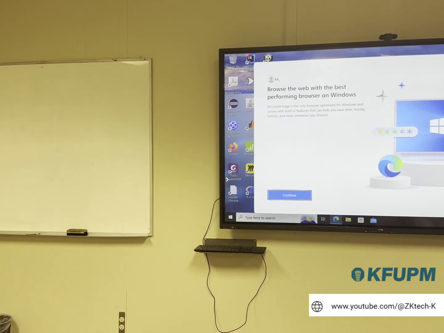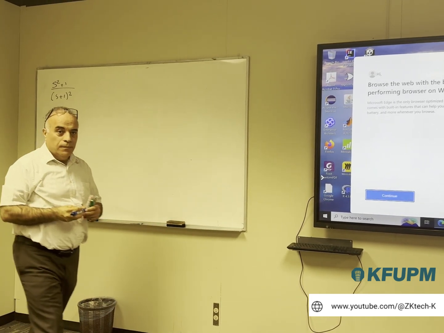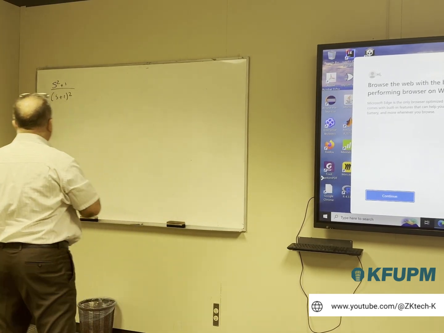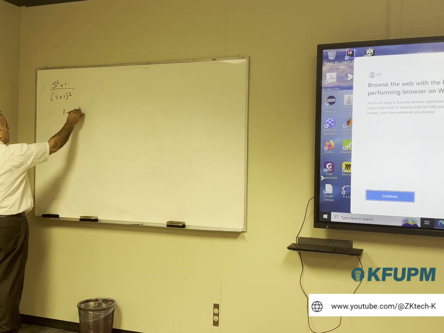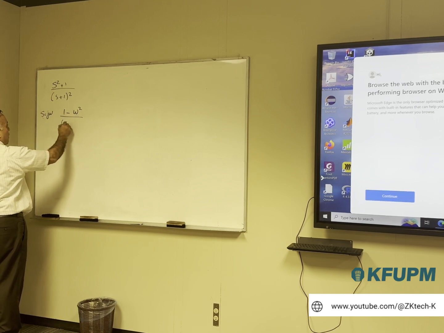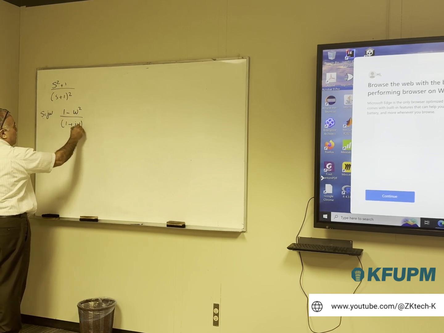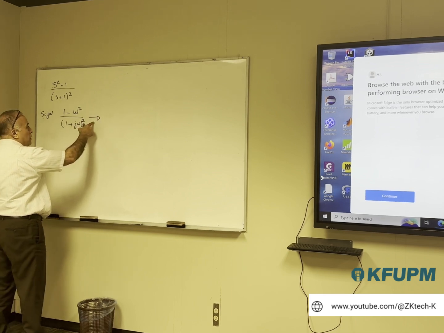plus 1 squared. Right? And its real part is 1 minus omega squared. And we replaced s by jω, so we had 1 minus omega squared divided by 1 plus jω, squared. And then we computed the whole square.